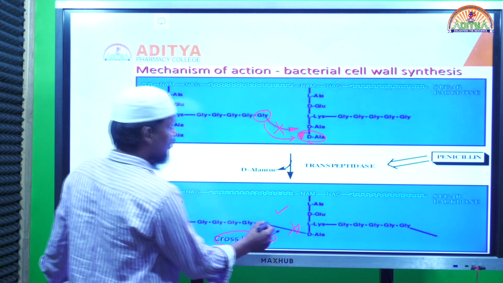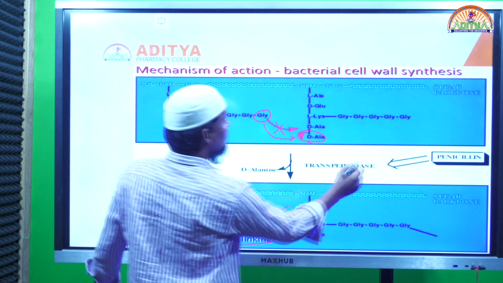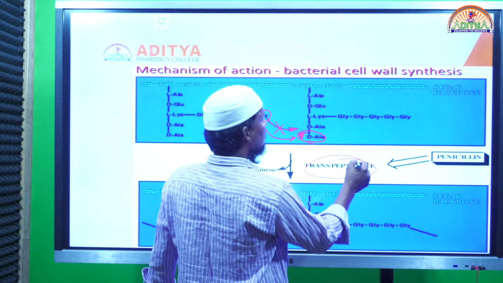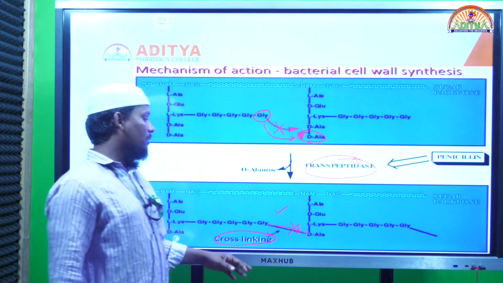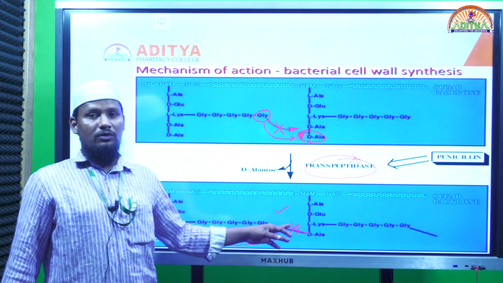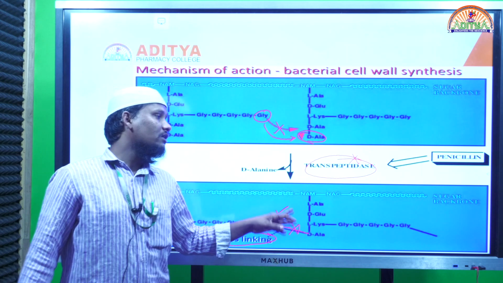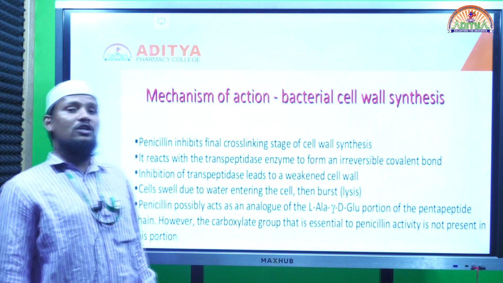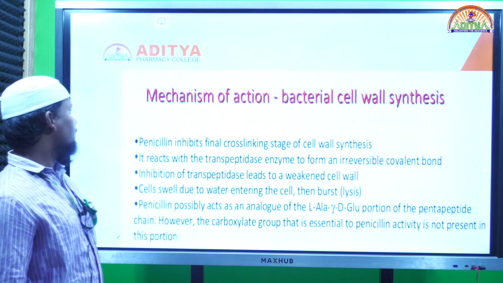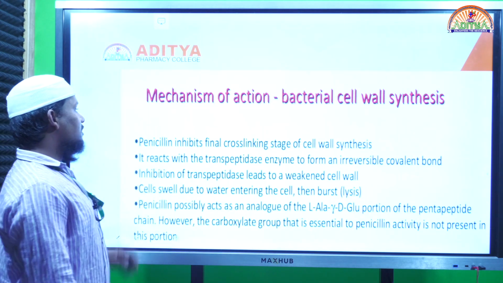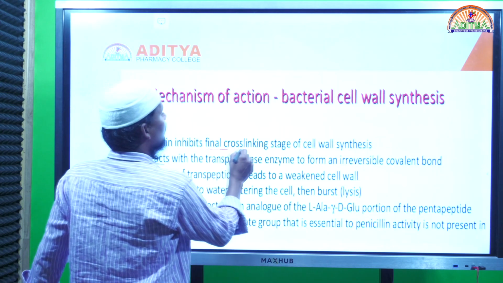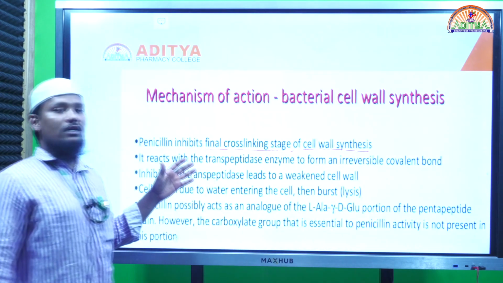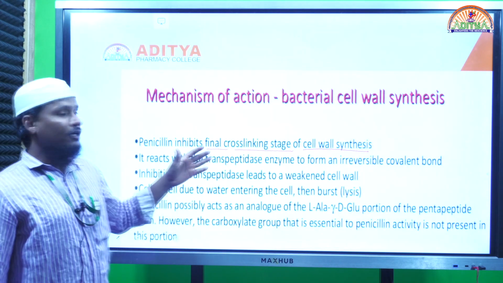For the formation of these cross bridges, transpeptidase is very essential. But the penicillin will block this transpeptidase. So thereby what happened? The cross links will not be formed. Whenever the cross links are inhibited, the cell wall loses its strength, causing the leakage of intracellular elements. So look at this, penicillins inhibit the final cross linking stage of the cell wall synthesis. Whenever the cross links are inhibited, the cell wall strength gets inhibited.